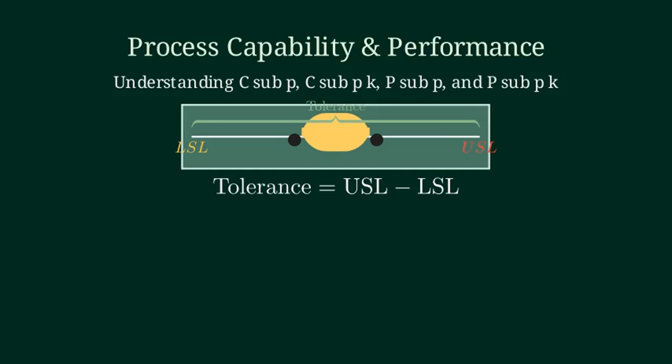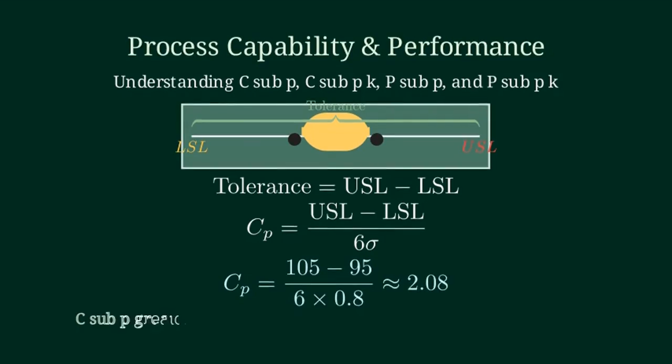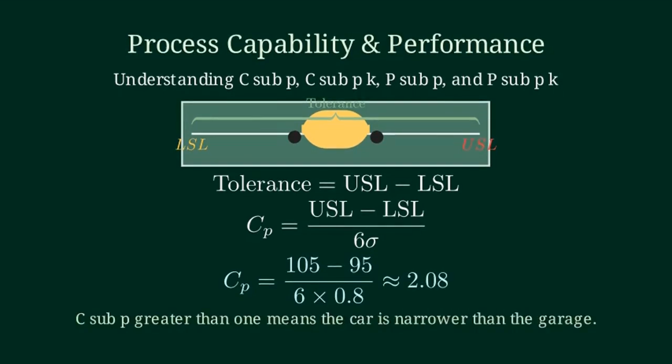That is what C sub P measures, the potential capability. We compare the width of the garage to 6 times sigma, the natural wiggle of the process. If the tolerance is 10 millimeters and sigma is 0.8 millimeters, then we compute the ratio, which gives us about 2.08.